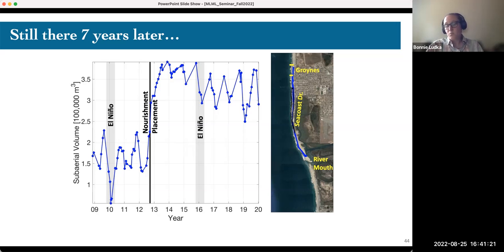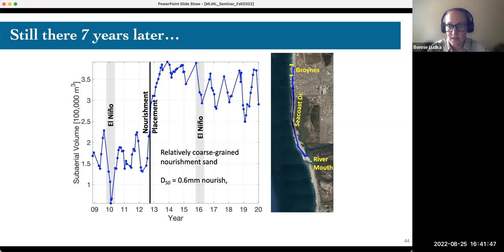This is different from what we observed at some other sites. For example, in 2001 at Torrey Pines, the nourishment that was placed there was effectively all washed offshore in like a single storm. And so this is very different. And in previous work, we showed that the main characteristic of the nourishment that was responsible for it staying on the beach for so long was that it was a relatively coarse-grained nourishment. So it was constructed with a median grain size of about 0.6 millimeters as compared to the native grain size, which is about 0.2 millimeters.